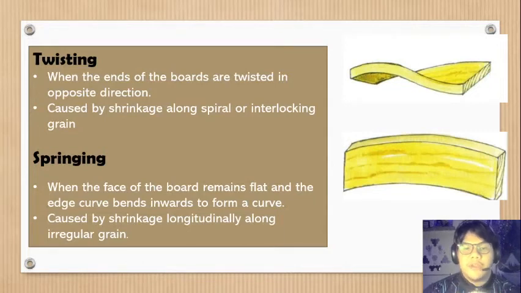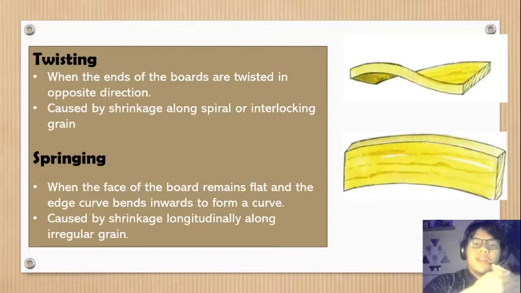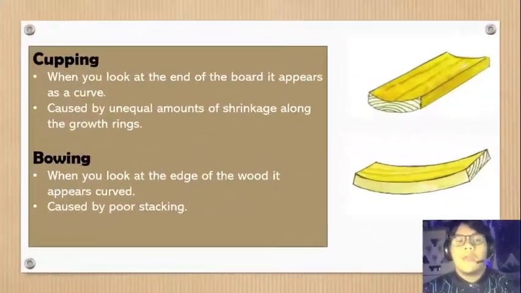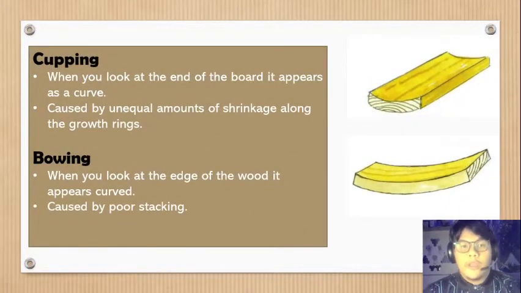Next, we have springing. This is when the face of the board remains flat and the edge bends inward to form a curve, also caused by shrinkage longitudinally along the irregular grain. Cupping. When you look at the end of the board, it appears as a curve, caused by unequal amounts of shrinkage along the growth rings.